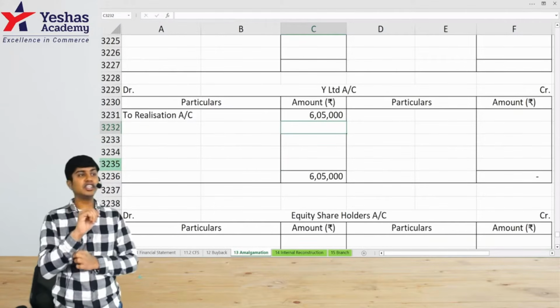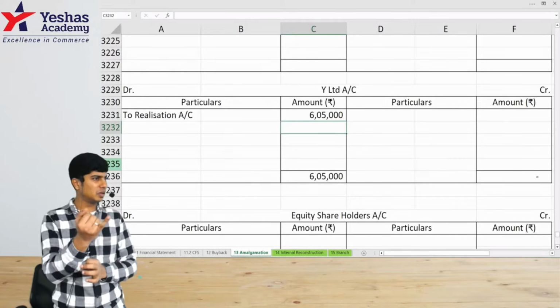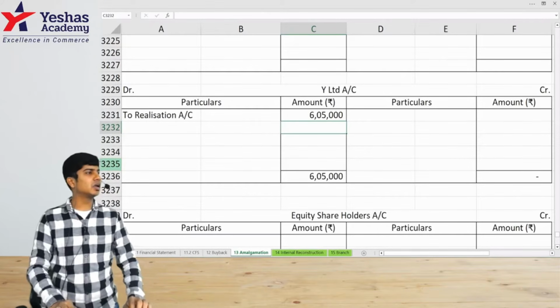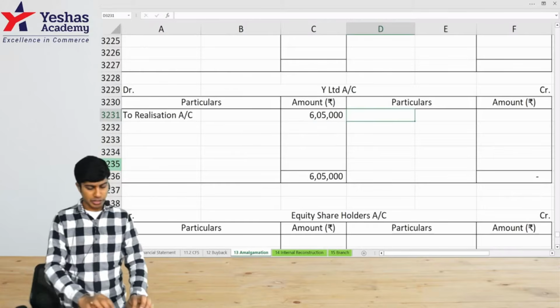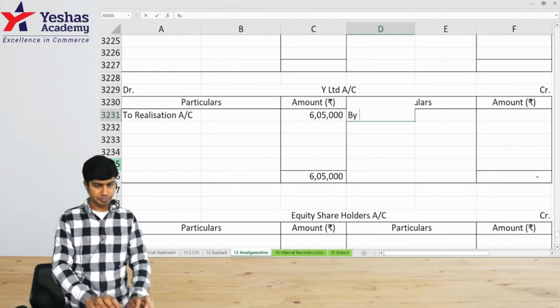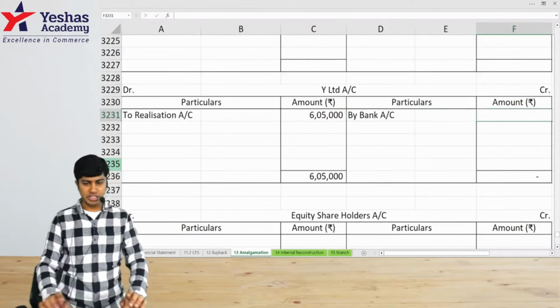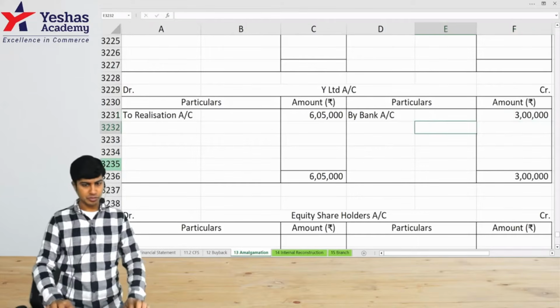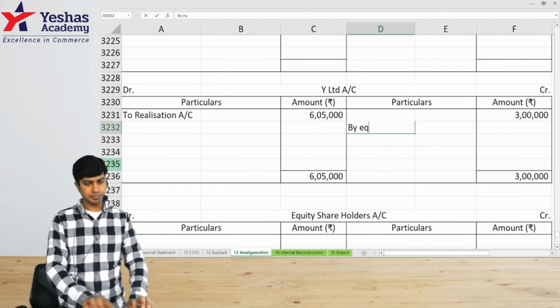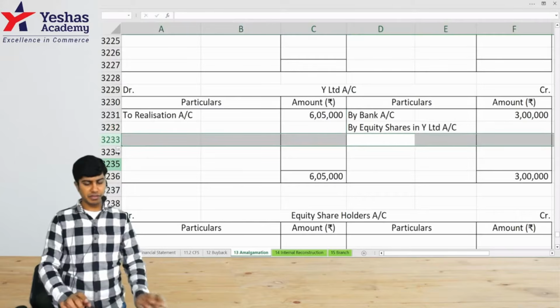Am I right? Receipt of PC, cash account or bank account debit, equity shares in Y limited account debit to Y limited. So here I'll write by bank account. How much cash? Very good. By equity shares in Y limited.